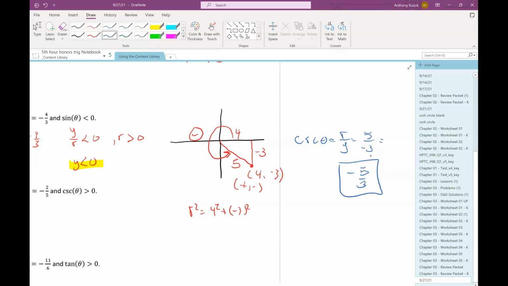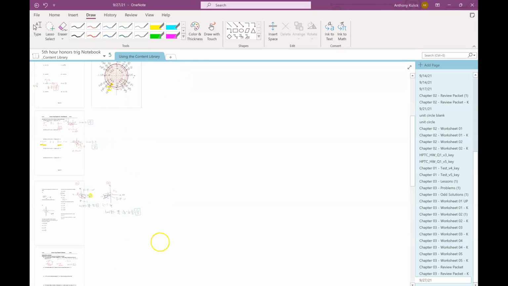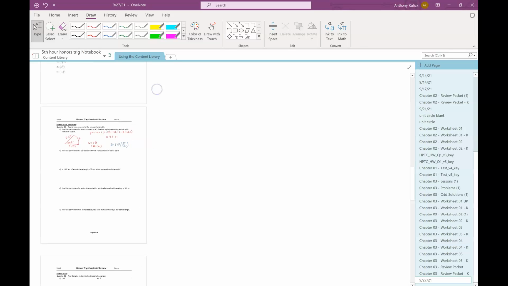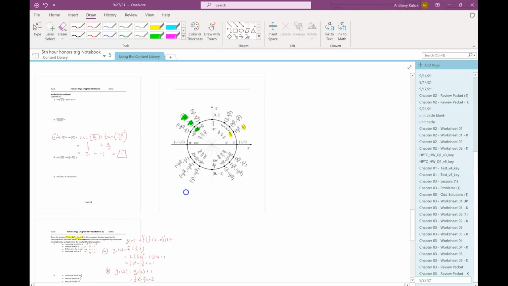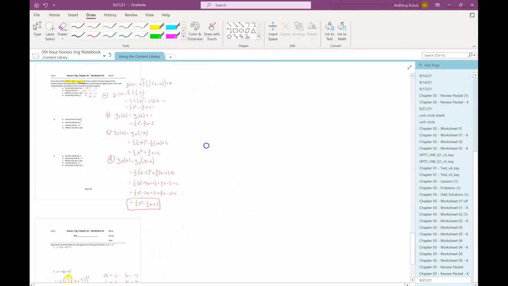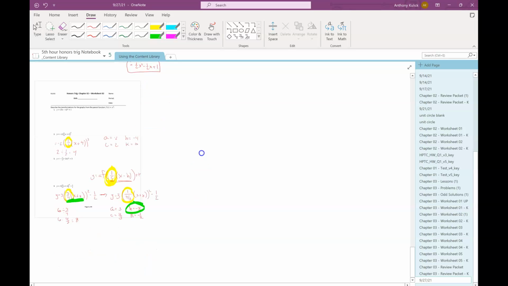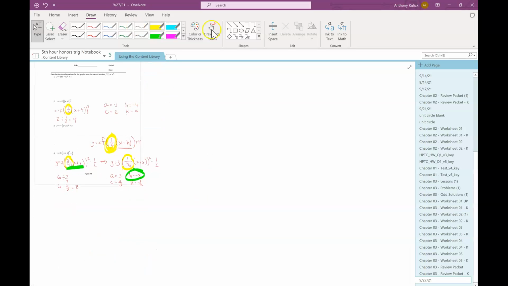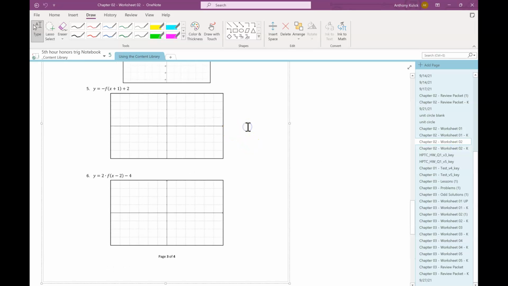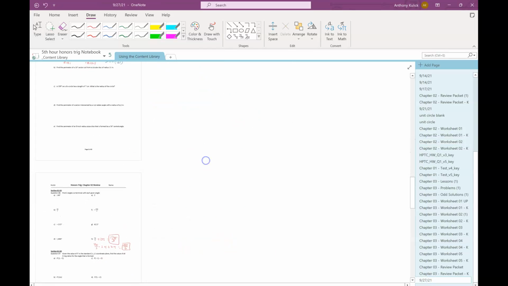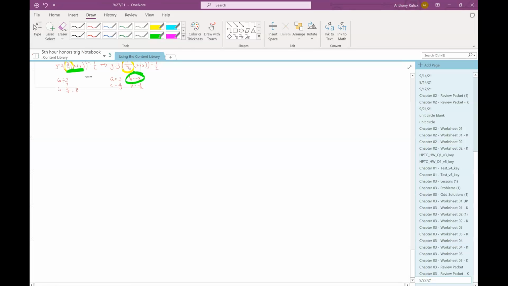Alexis. Can you do number 5 on worksheet number 2? Sure. Let's see, do I have that one? That's the view, that's the view. That's that one. No. Okay.